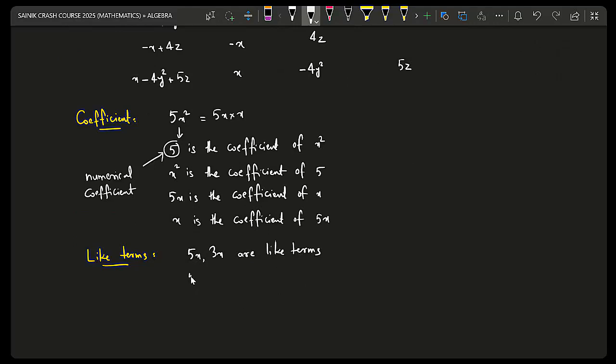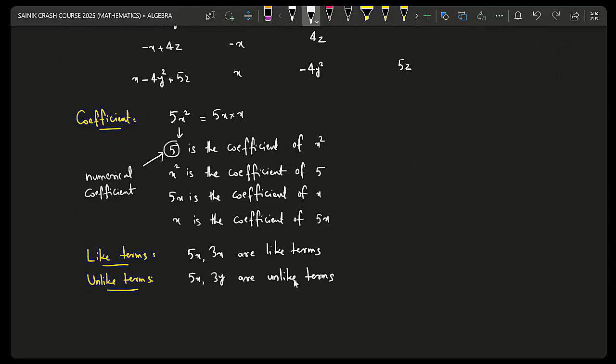Let's take 5x and something like 3y. Here the literal coefficient is x and here the literal coefficient is y. As they are different, we call them unlike terms. So what do you mean by unlike terms? Terms having different literal coefficients are called unlike terms. So 5x and 3y are unlike terms. Simply, like terms mean having the same variable part or literal coefficient, and unlike terms mean having different variable parts or literal coefficients.